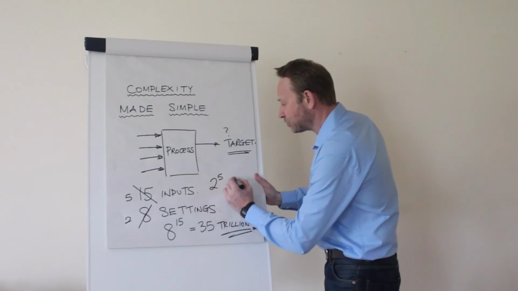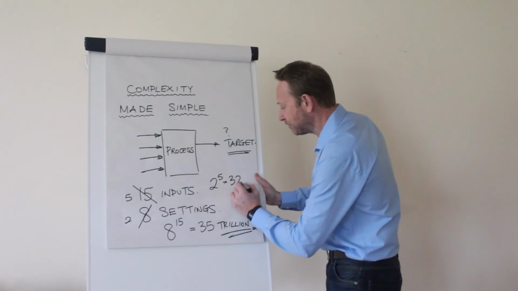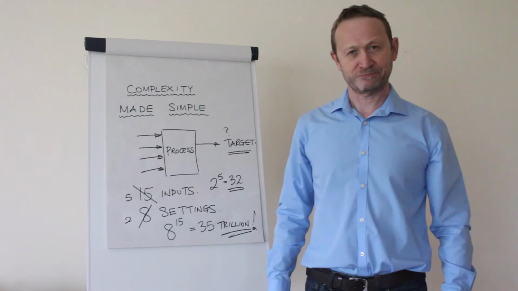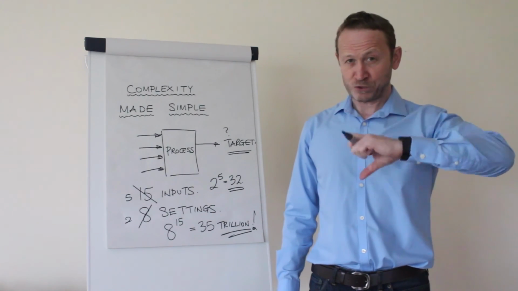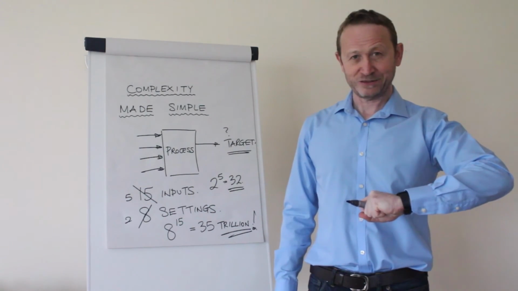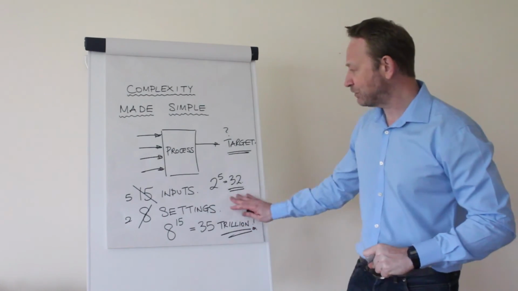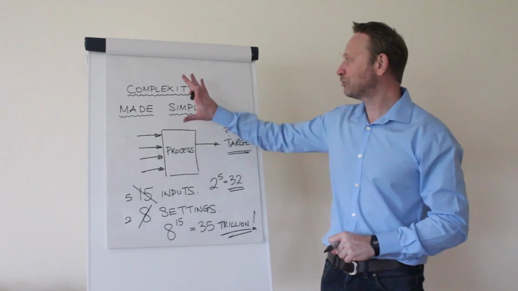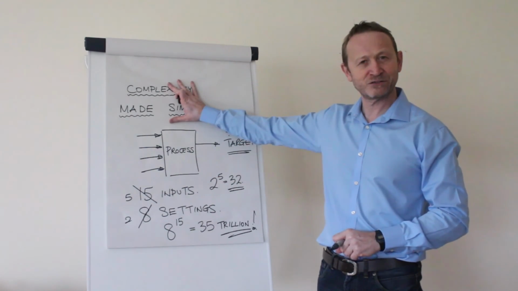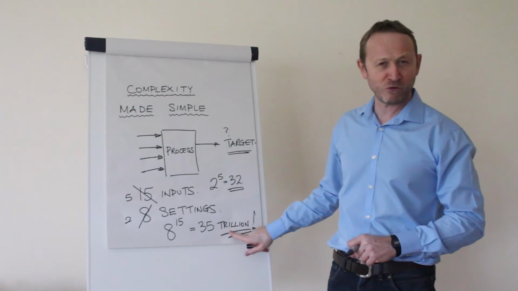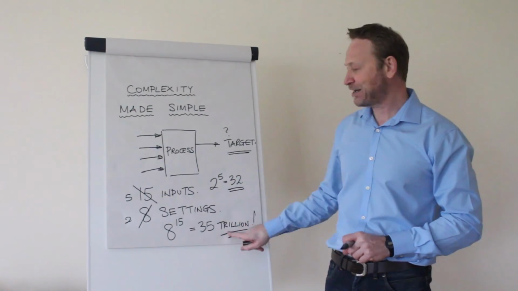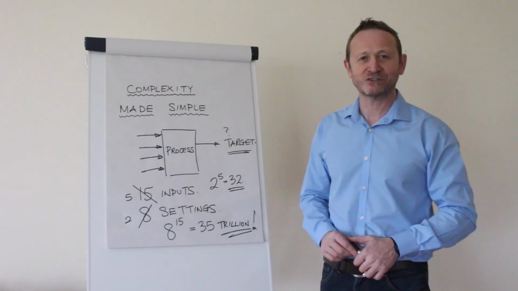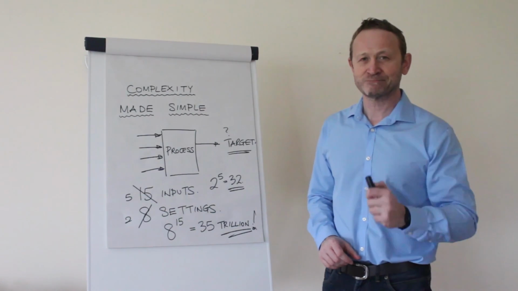Now what have I got? Well, I've got 2 to the power 5. Suddenly, there are 32 different ways of running my machine. But all I did was fix the inputs. That was all I did to the process in order to remove that complexity. That's why these videos are called Complexity Made Simple. Because unless you have a clever way, a smart way of navigating this environment, you will never be world class. And what Six Sigma is about is being world class.